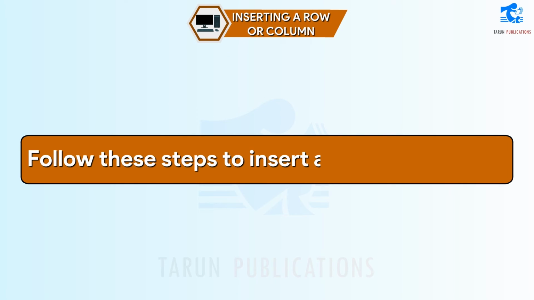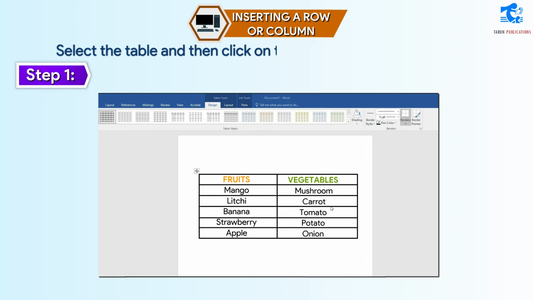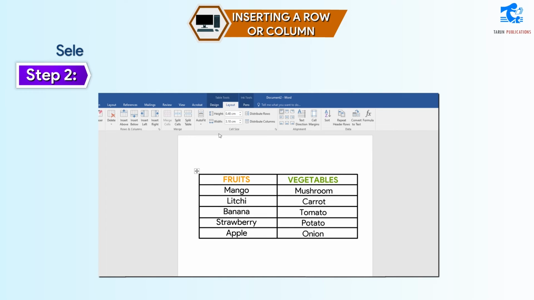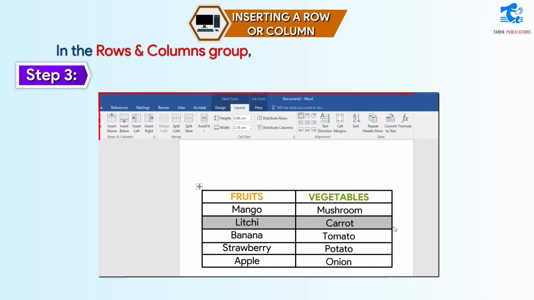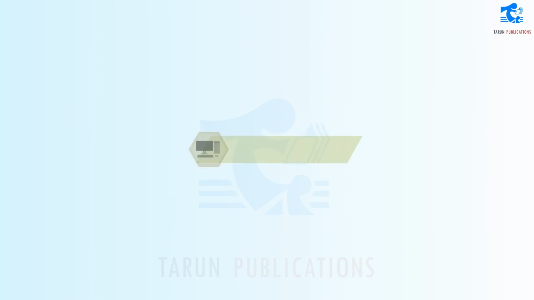Inserting a row or column. Follow these steps to insert a row or a column. Step 1. Select the table and then click on the Layout tab. Step 2. Select a row or a column where you want to add a row or a column. Step 3. In the Rows and Columns group, select the option that you want to apply.